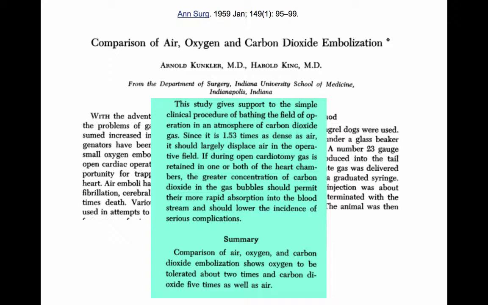So this statement, back in 1959, talks about why CO2 flushing may be important during the operation. The same reason we use CO2 to flush our circuits, because it is more soluble and is easily absorbed, much more easily absorbed than atmospheric air.